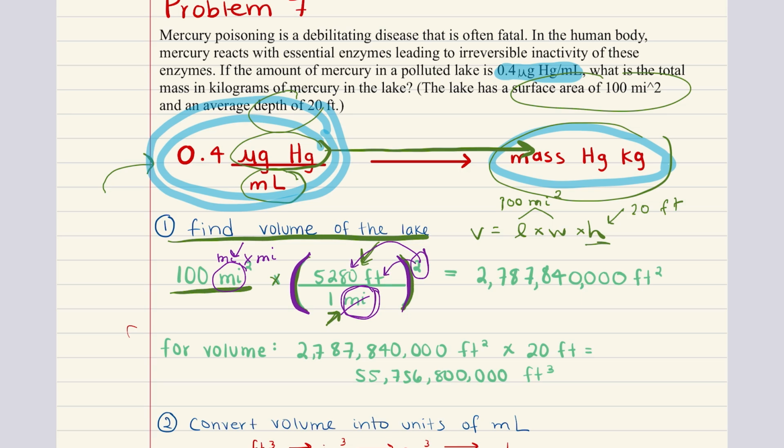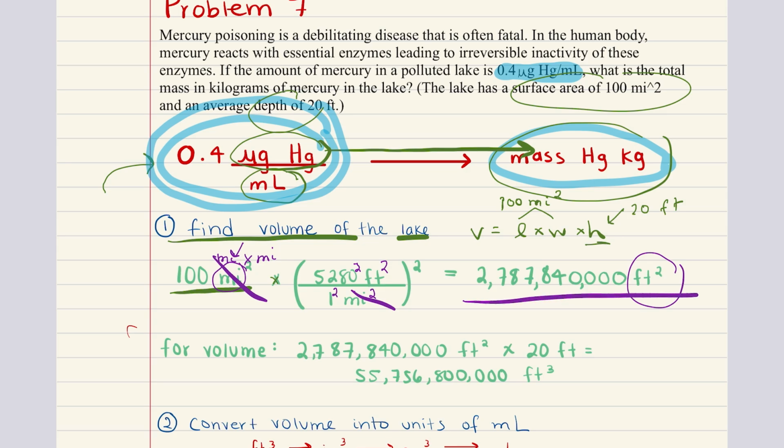So technically, what does this look like? I'm going to erase this really quickly. What this looks like is that we're squaring 5,280 and we're squaring feet. We're squaring this one and we're squaring miles. And what you notice is that miles squared will cancel out. Okay, and then we're going to get our answer in units of squared feet. So this way we have converted 100 squared miles to squared feet. This is a large number.